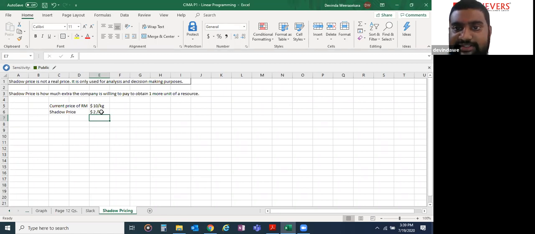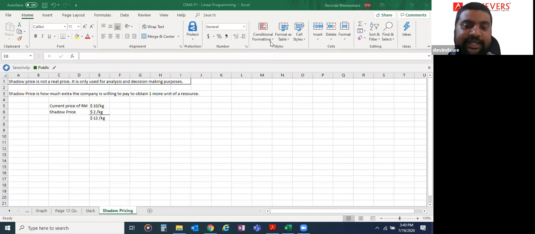Clear? Shadow price $2 means you're willing to pay a total of $12 to buy one more kilo, because the current price is $10. Shadow price means over and above the normal price. Normal price is 10. Over and above the normal price, how much extra are you willing to pay to buy one more unit of a resource? If shadow price is 2, that means you're willing to pay $2 extra above the normal price. So in total, you're willing to pay now $12 to buy 1 kilo. Clear?